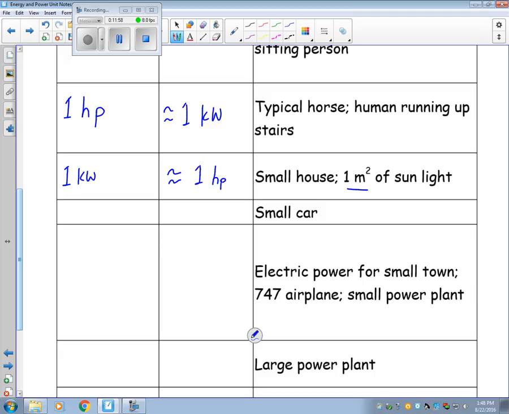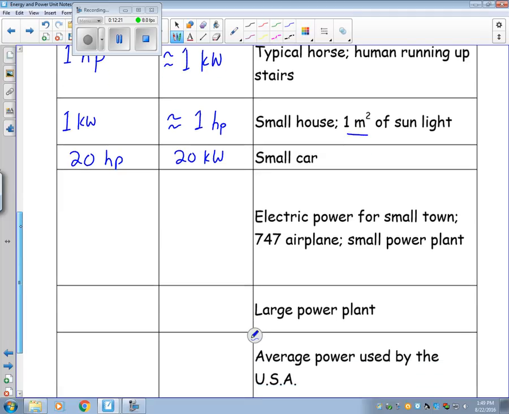Okay, a very, very small car: 20 horsepower. And you may say, oh, well, my car's got 100 or 200 horsepower. That's true, but when you're traveling down the interstate, you're only using about 30 to 50 horsepower just to keep the car moving. So again, that's right around 20 kilowatts.